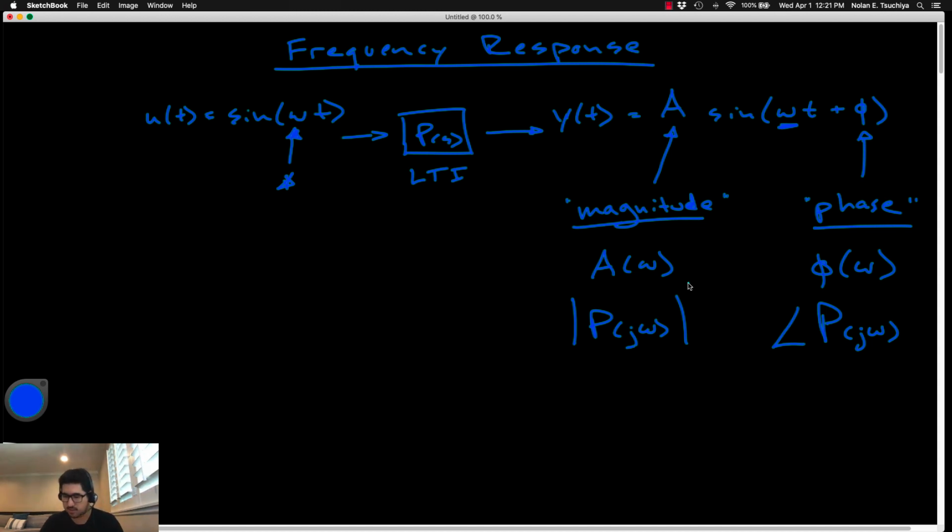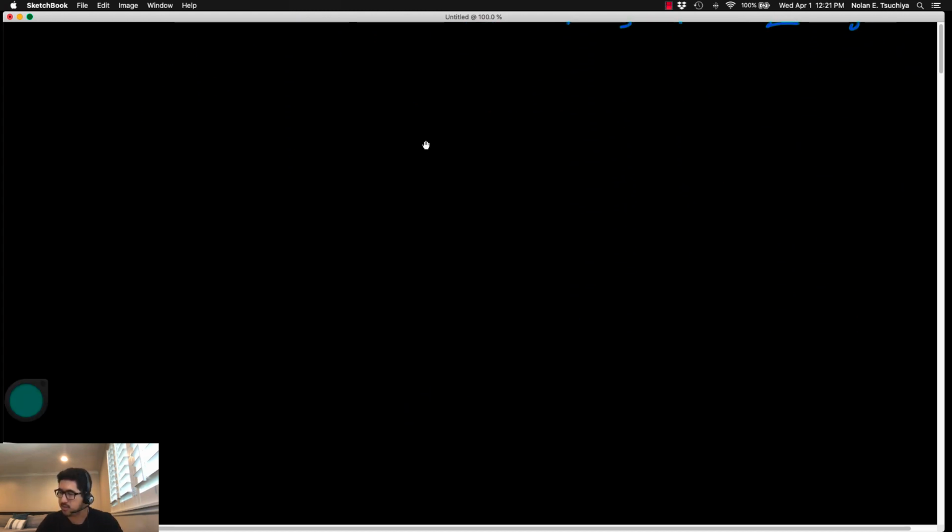To illustrate this idea, what I thought I could do is set up a little demonstration. This is very low tech, but I still like this demo because it brings a physical element to this very conceptual idea of the frequency response. So what we have here is the following.